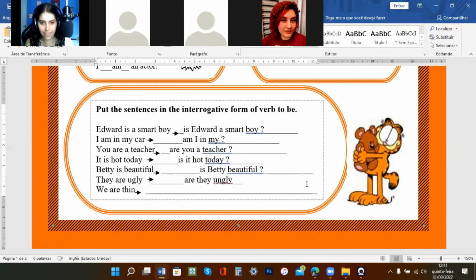Ugly, correct. They are ugly, affirmative. Question: are they ugly? Correct. Tatiane: Are we thin? Thin. Correct. We are thin, affirmative. Are we thin? The question.